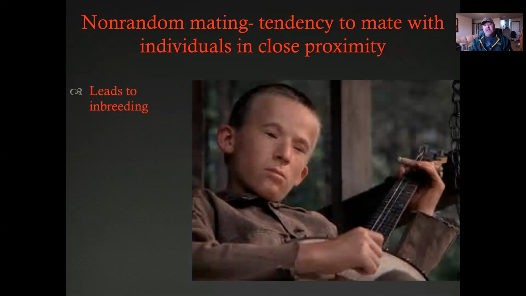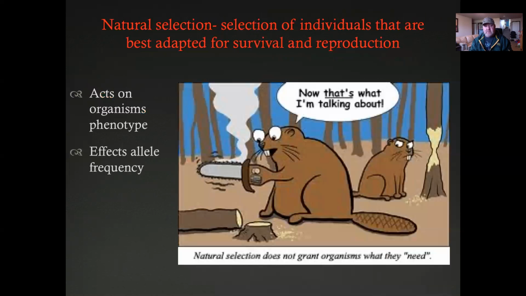Non-random mating is a tendency to mate with individuals in close proximity, right? So like wolf packs, you see a lot of this in wolf packs. It leads to inbreeding. Oftentimes with wolves, it'll be brothers and sisters having offspring, cousins having offspring. Socially that's acceptable in a wolf pack. Obviously for humans, not so much.